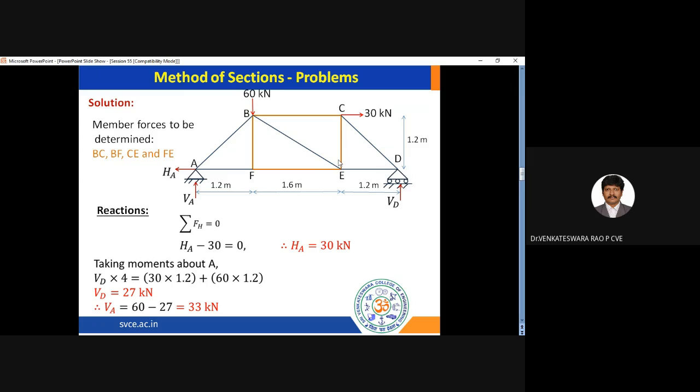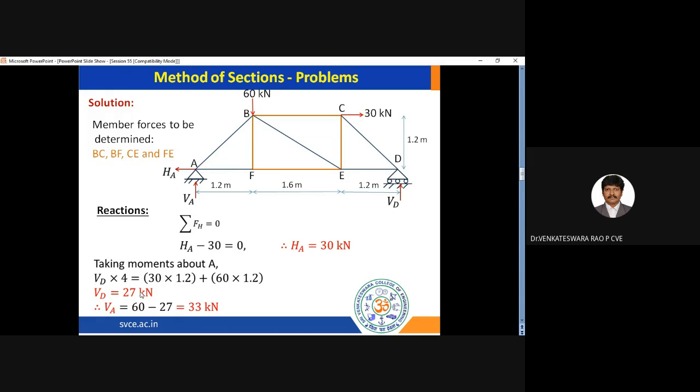Okay, well. Then we also have another force, that is 60, right? With the 60, it's acting downwards about the center of a circle, and this force into perpendicular distance about A, that is 1.1 second. So 16.1. So with this we got VD as 27.